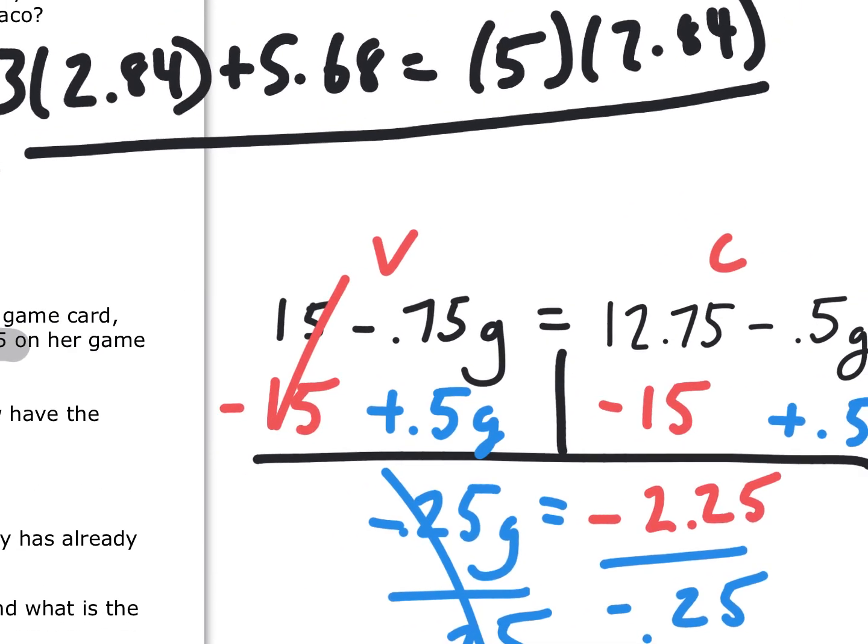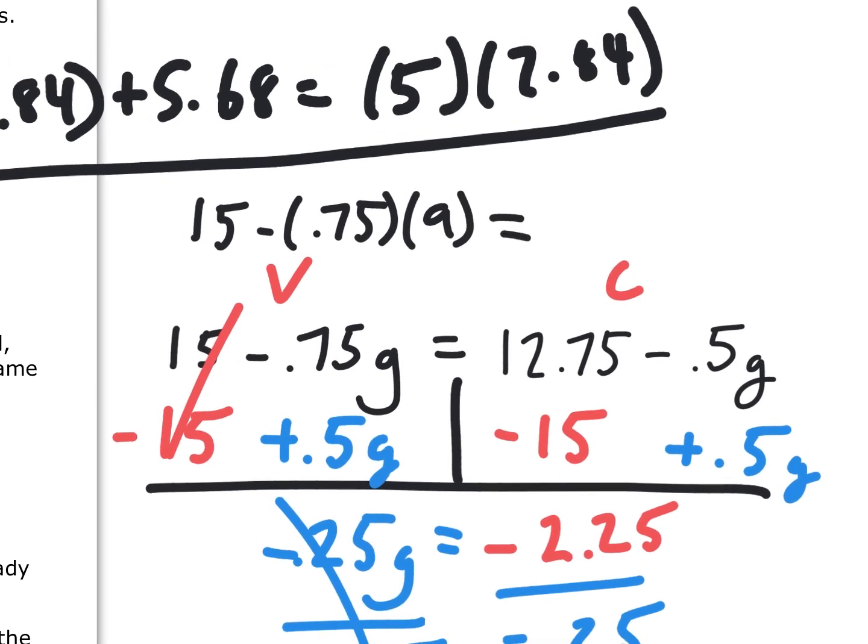just like before. So 15 minus 0.75 times 9. Okay, so let's check that value. 15 minus 0.75 times 9. And that's 6.75. So then 15 minus 6.75 is 8.25. We can check the other side.